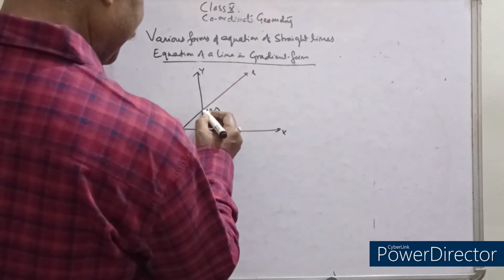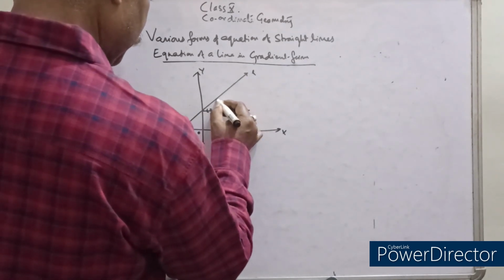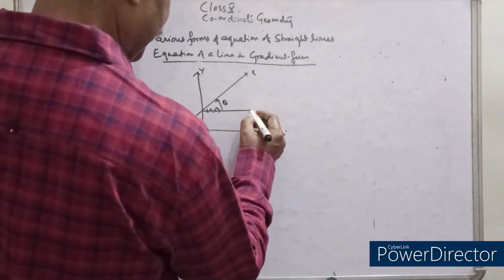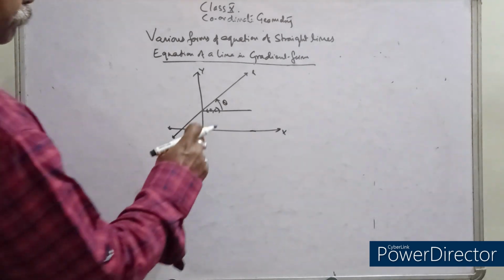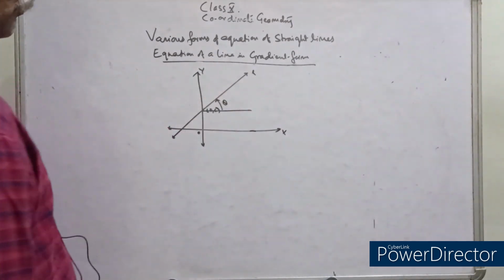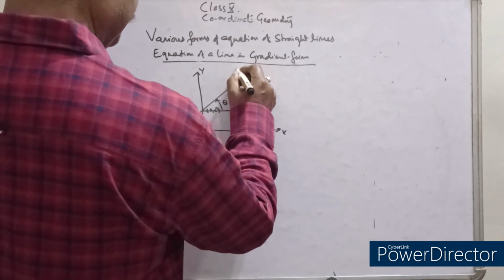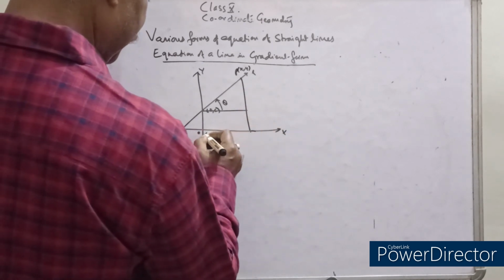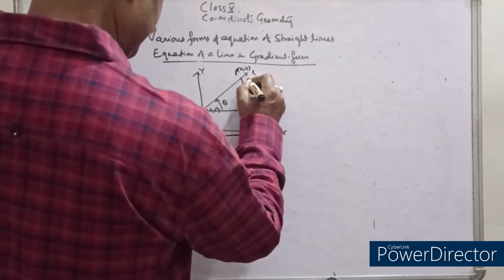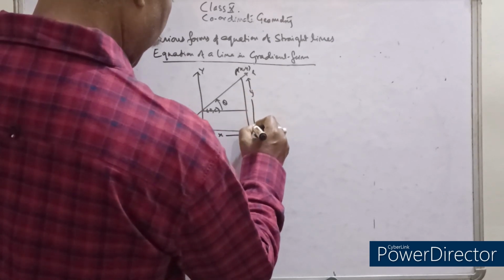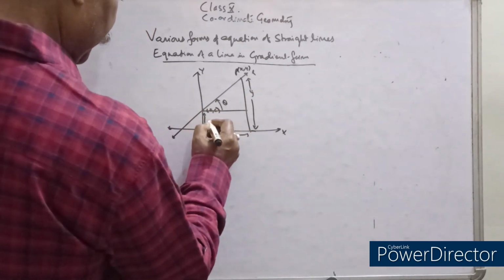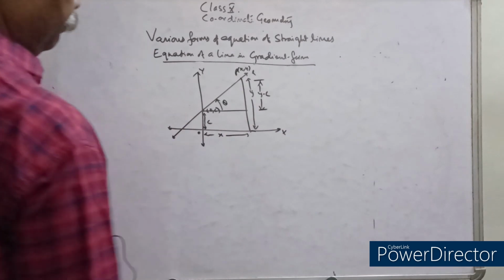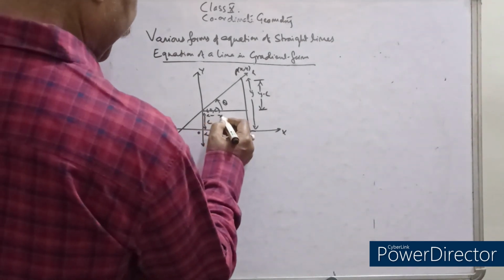And this line makes an angle theta, in anti-clockwise direction, with the line parallel to the x-axis. Here a point P is considered, that is x, y. So now you see that this is x and this is y, and this is your c. So this is equal to y minus c. This is y minus c. So this is x again, because this is a rectangle.